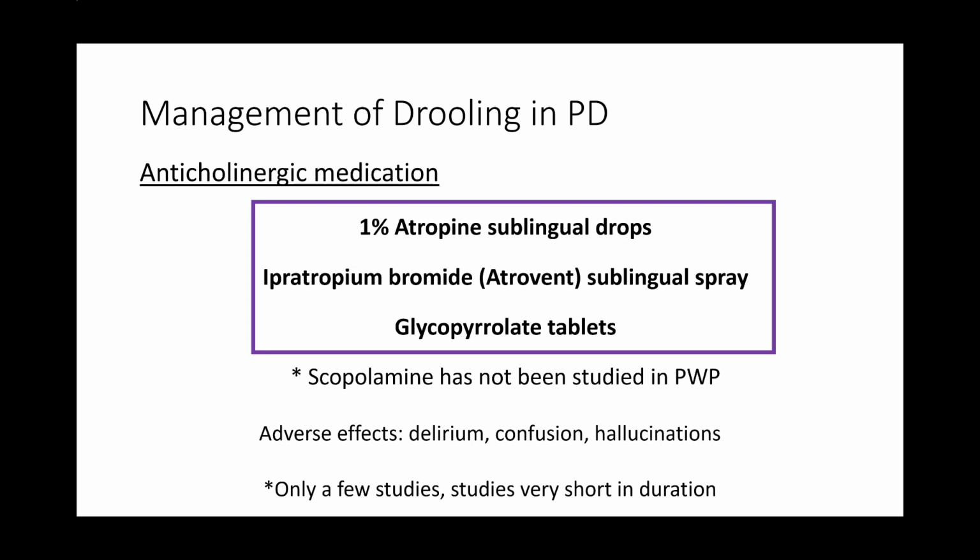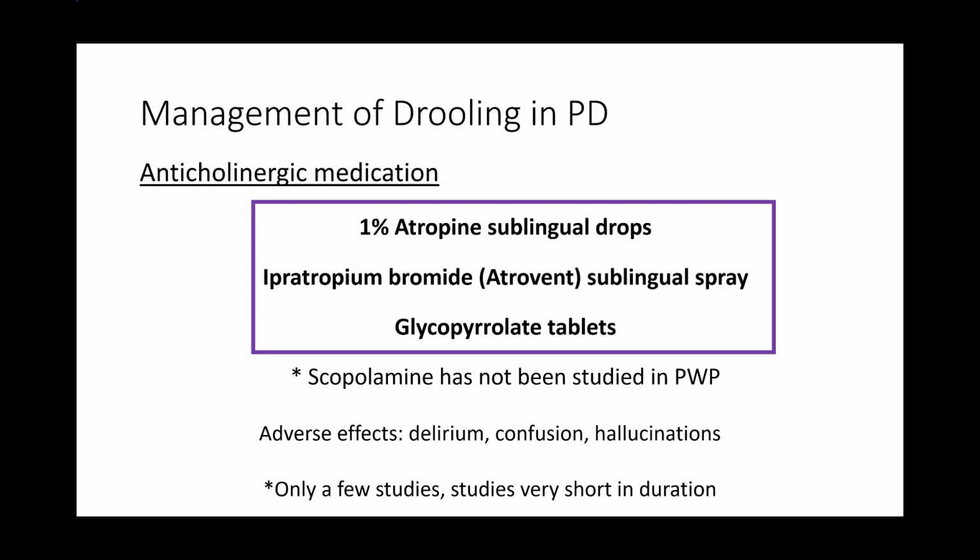Glycopyrrolate is an oral medication. It's a tablet that you swallow that helps reduce the amount of saliva production by drying out your mouth a bit. I don't use this one very often. I find it's hard to get at some pharmacies. Some people come to me on scopolamine. Scopolamine is a patch that you put on a daily basis.